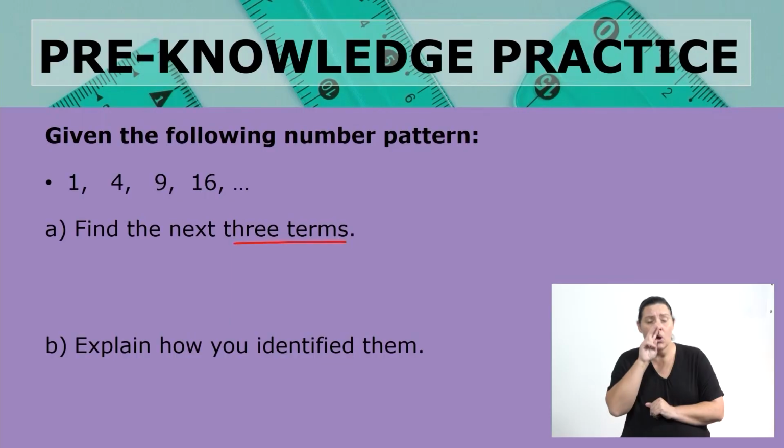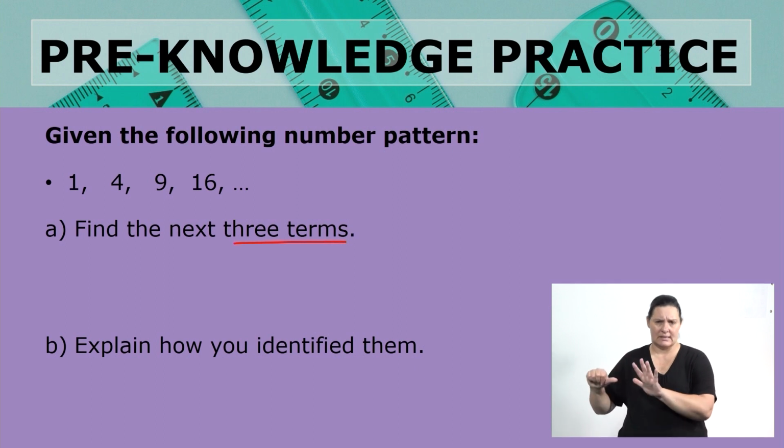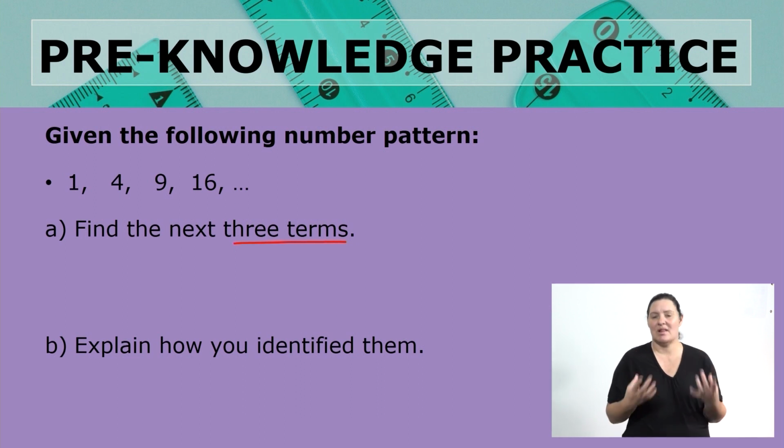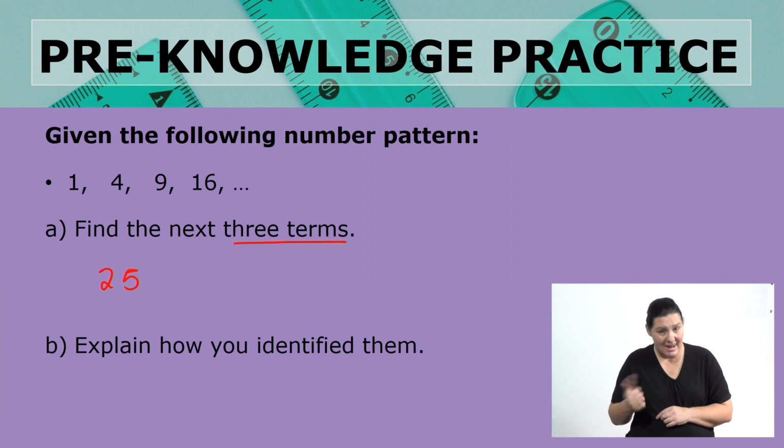pattern. So when we look at this pattern, the first one is 1, the first term, the second term is 4, the third term is 9, and the fourth term is 16. Do those numbers look familiar? Well, they should look familiar because they are special numbers. If you are thinking of 25 as the next term, you are absolutely correct.